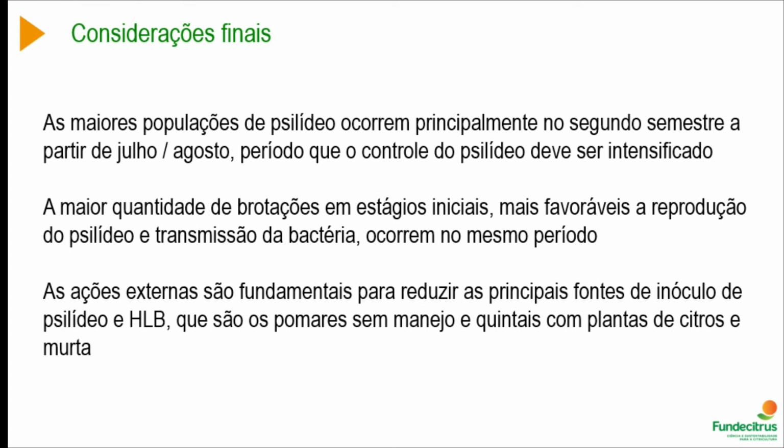Well, my final comments. The largest psyllid populations happen especially in the second half of the year, starting in July and August, and that's when you have to strengthen the psyllid control. A larger number of shoots in initial stages is more favorable to psyllid reproduction and bacterial transmission, and they happen in the same period. And external actions are crucial to reduce the main sources of psyllids and HLB, which are the non-managed groves and backyards with citrus and plant myrtles.